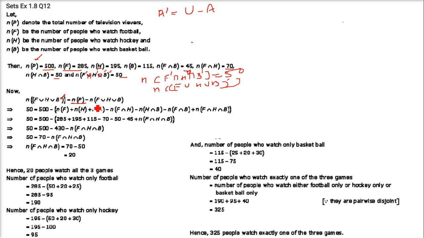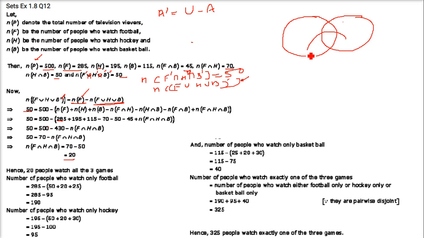We know that N of F union H union B is what? This we know. This is 50. As I said, 50 do not watch any of the three games. So this is 50, and this is 500 minus NF, NH, NB, plus F intersection H, H intersection B, F intersection B, and then minus F intersection H intersection B. We applied the formula. So this is 500, this already we know. All these contents we know, and this we have already shown here. So this will come as N of F intersection H intersection B as 20.